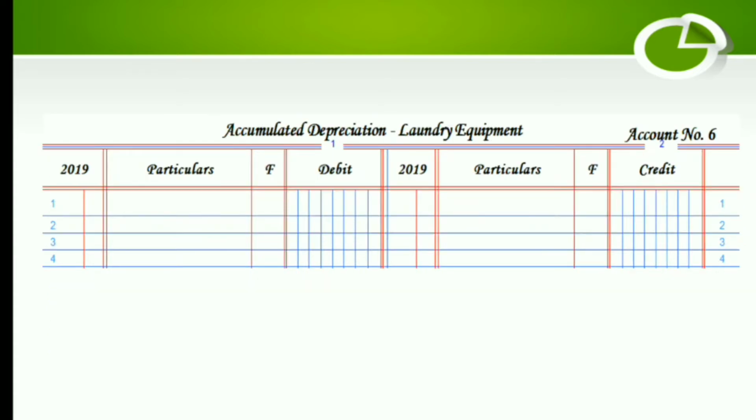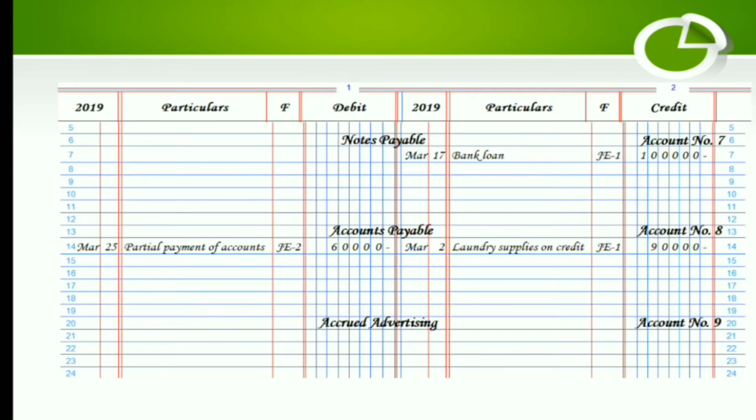And then let's move on to the next account, account number 6, and apparently it's blank. So we're going to move on to the next. So we have notes payable of 100,000. So since this is the only entry in the notes payable account, what we're going to do is simply double rule it.